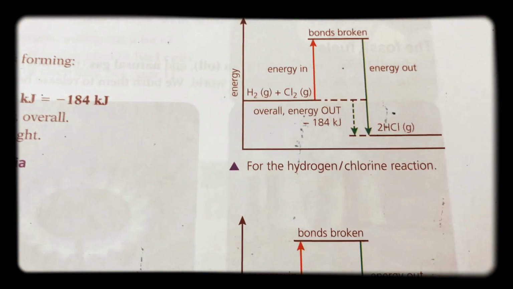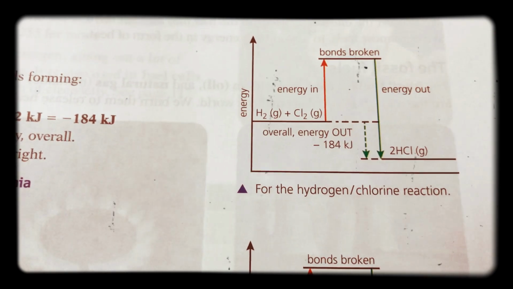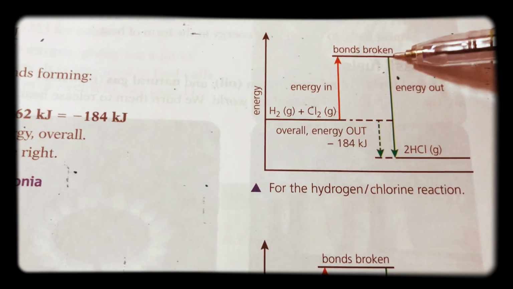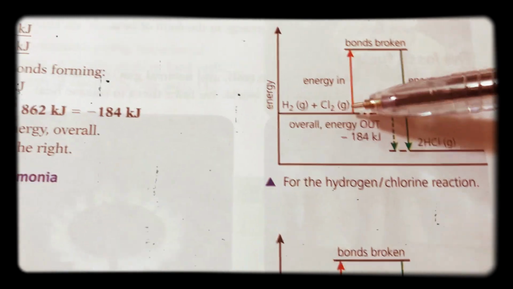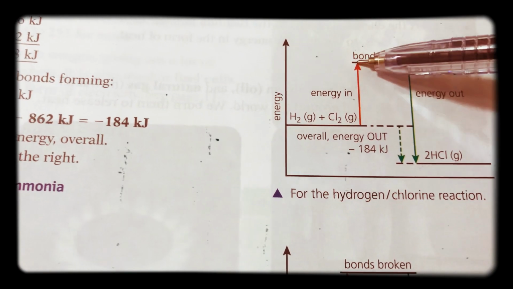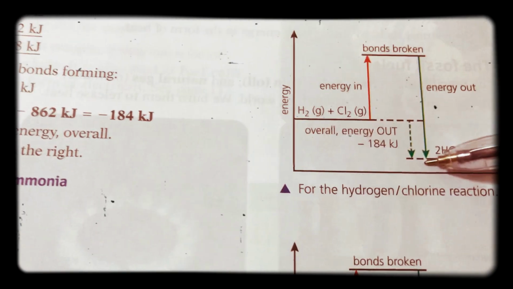So on our energy profile diagram that we've started to get our heads around, the negative changes are actually arrows that are going downwards, okay? 678, that means that we climb the ladder 678 kilojoules up here. Okay, so that's your 678 minus 862.